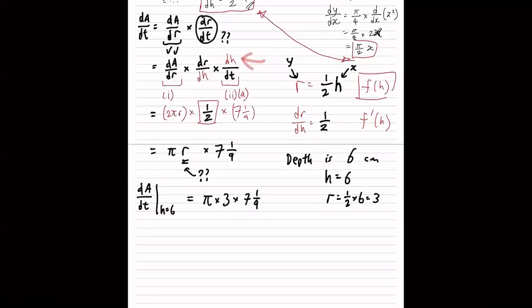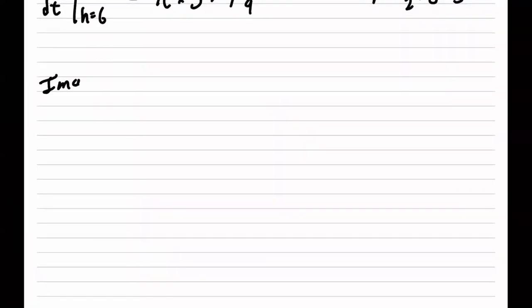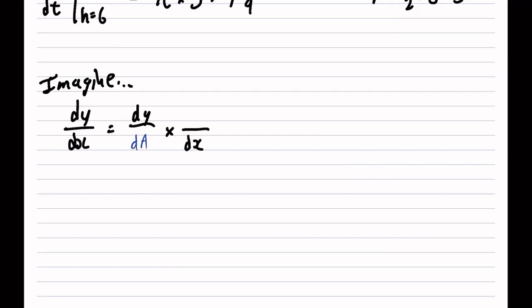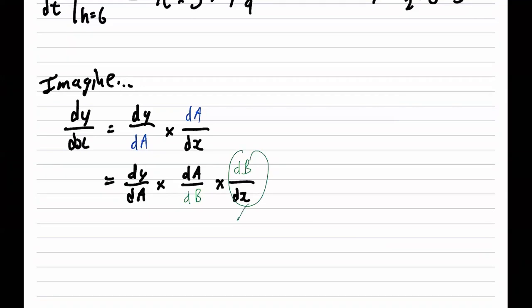Just imagine dy by dx, you're not happy, you split up. So you introduce a dA. dA not happy, you introduce another letter. dB. dB not happy, then you introduce another letter. This one split.